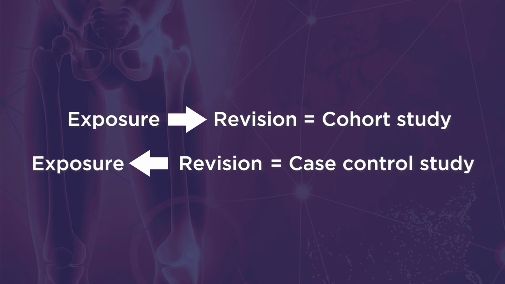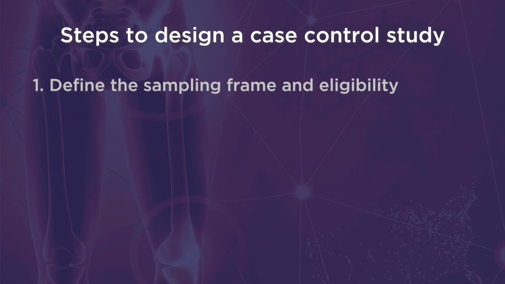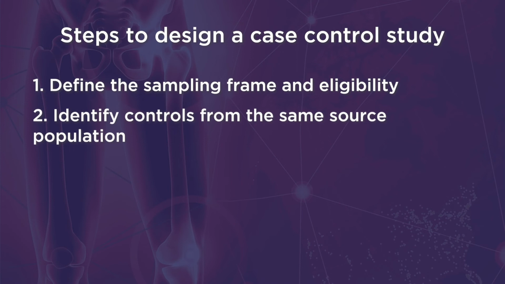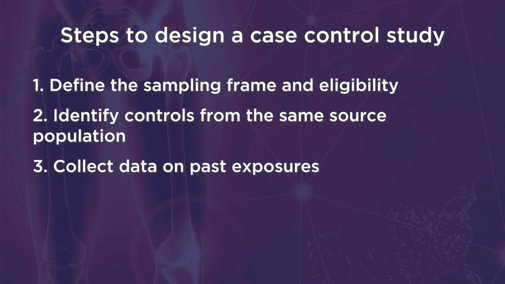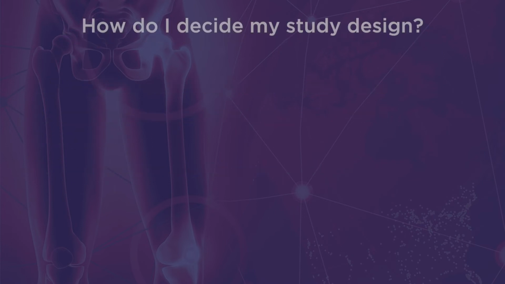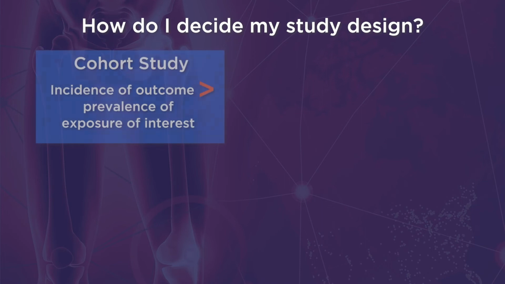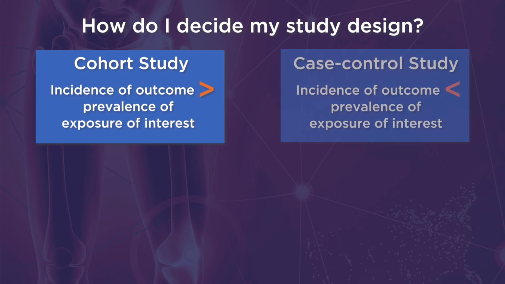There are steps to follow when designing a case control study. First, explicitly define the sampling frame and the eligibility criteria for cases. Second, identify controls from the same source population or sampling frame as the cases. Finally, gather information about past exposures using a survey or interviews. As a rule of thumb, cohort studies are more efficient than case control studies when the incidence of an outcome is higher than the prevalence of the exposure of interest.